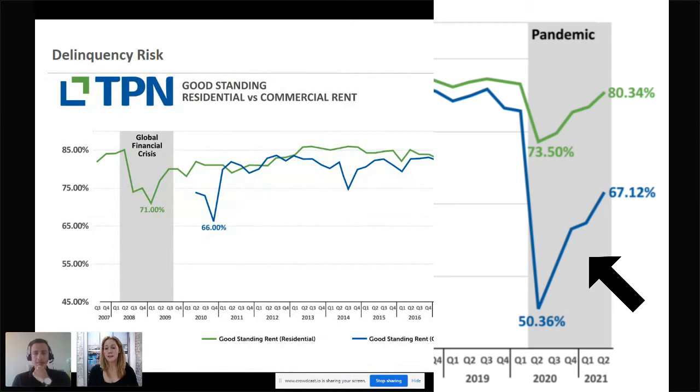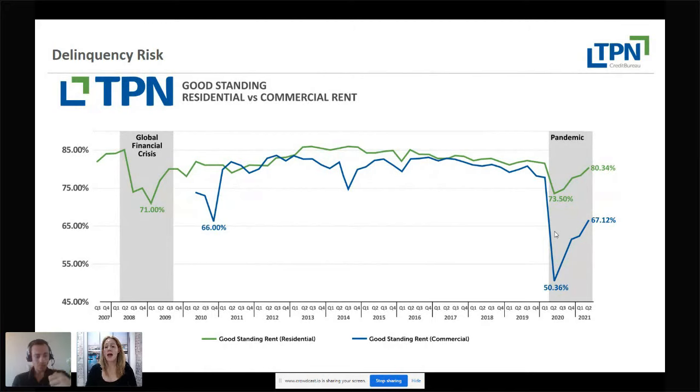1 in 2 tenants in the commercial market were in good standing in Q2. And this was driven particularly by the retail market, which dropped down to 40%. Only 4 in 10 tenants were in good standing with their rent in the retail sector, with the office and the industrial market holding up the best. And you can see there's recovery back to 67% of tenants in good standing. A lot was driven by a 3 billion rand rent relief provided by the listed companies into the commercial market.